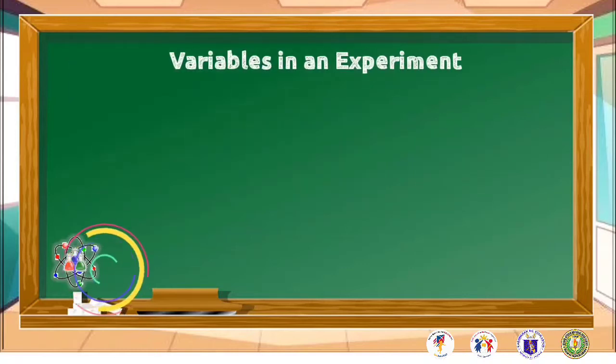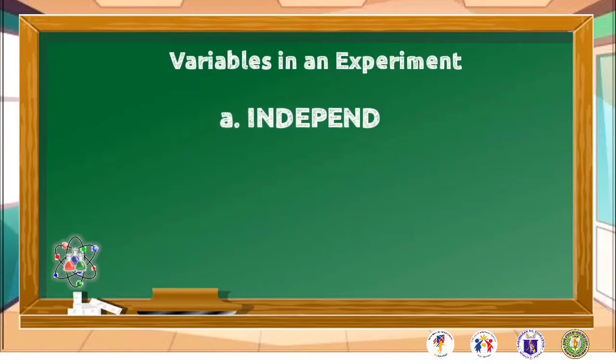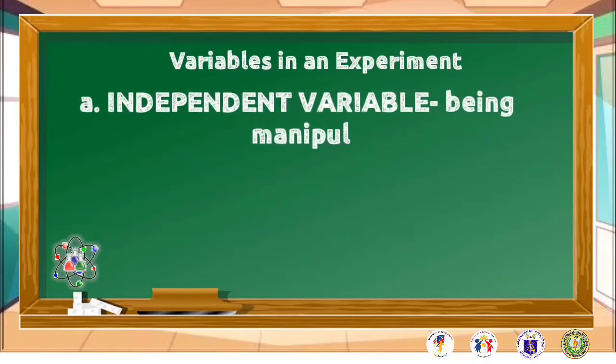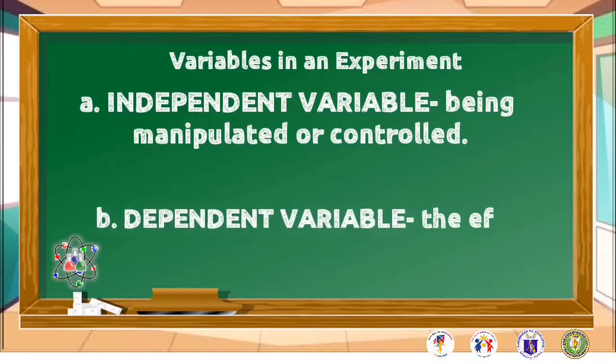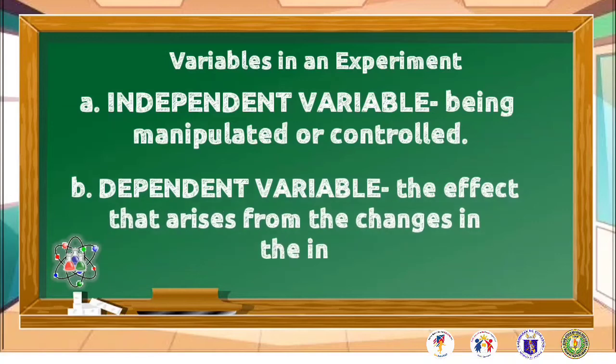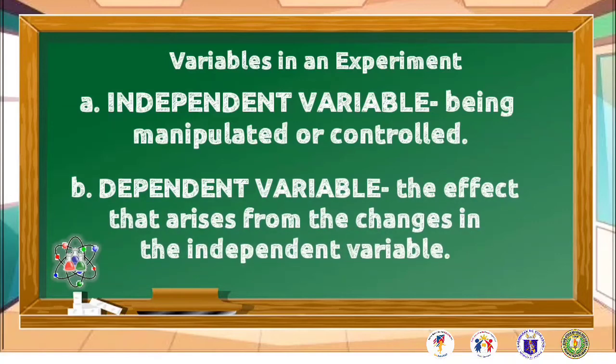There are two different variables to consider while conducting an experiment. The independent variable is the one that is being manipulated or controlled. The dependent variable is the effect that arises from the changes in the independent variable.